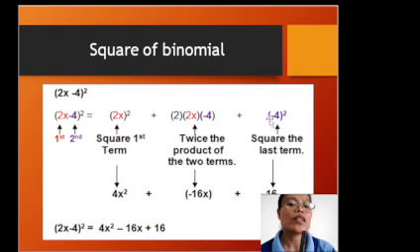Negative 4 squared is positive 16, because the product of integers with the same sign is positive. So the final product of (2x - 4) squared is 4x squared minus 16x plus 16. And we have here the cube of a binomial.